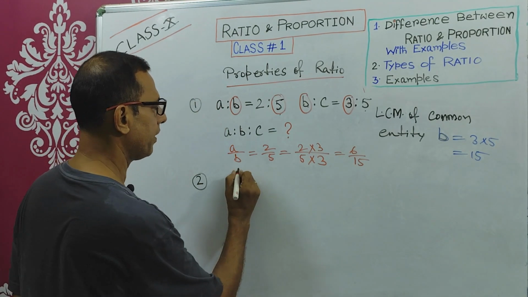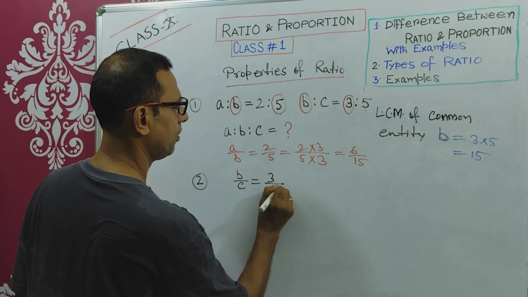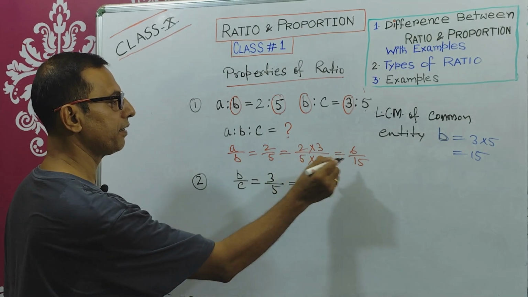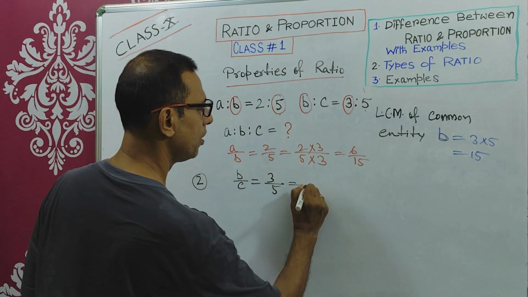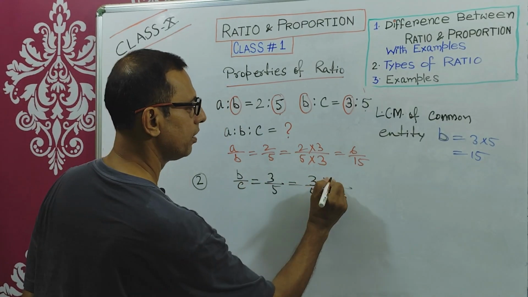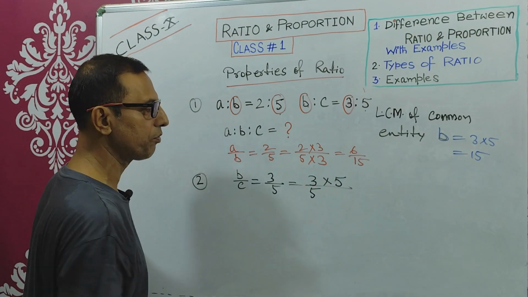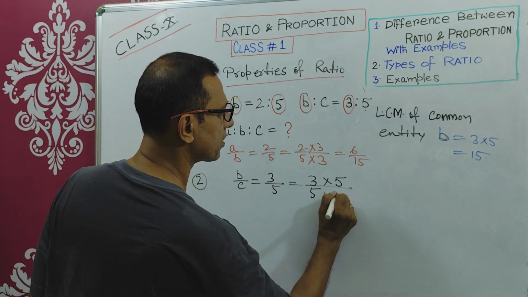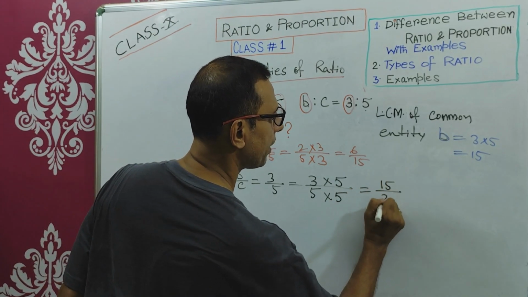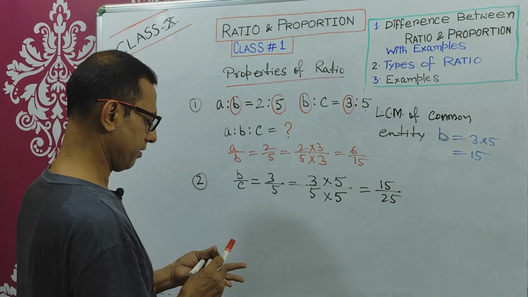Right. Now here it is given B is to C equals 3 is to 5. Here also you need to make B 15. So what you will do? To make 3 into 15, you are multiplying with 5. If you are multiplying the numerator with 5, you need to multiply the denominator also with the same number, 5. That means it is 15 is to 25. 15 by 25. Now you have the common value here, right?